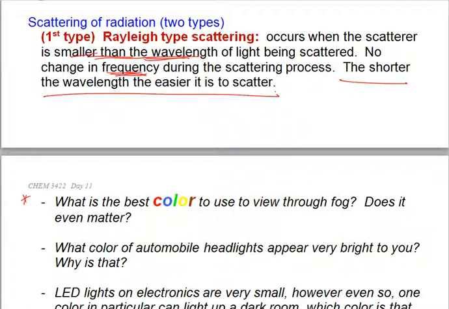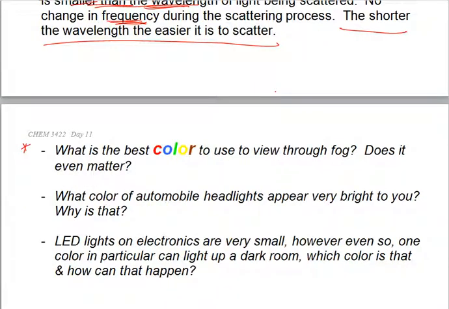Oh, I already answered this one. LED lights on electronics are very small. However, even so, there's one color in particular that can light up a dark room. Yeah, it's that lime green thing. Your eye is so sensitive to it.